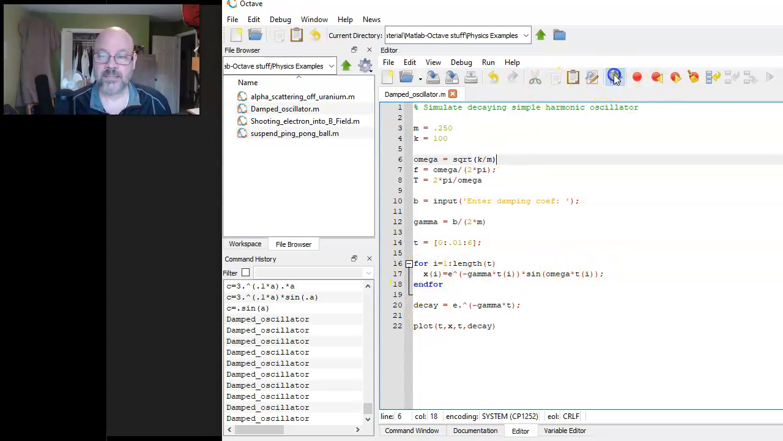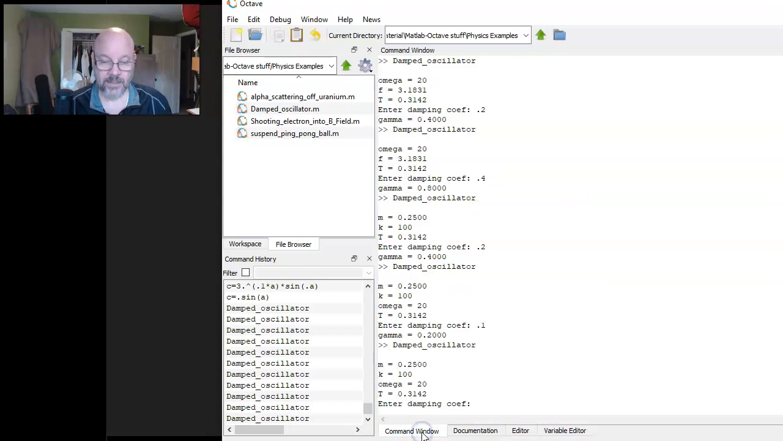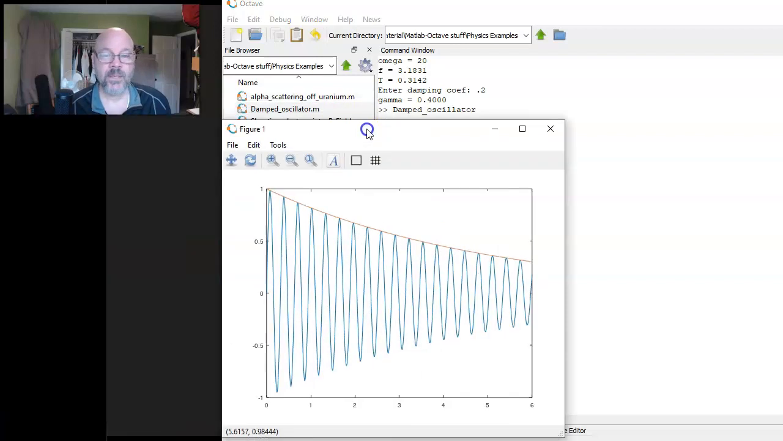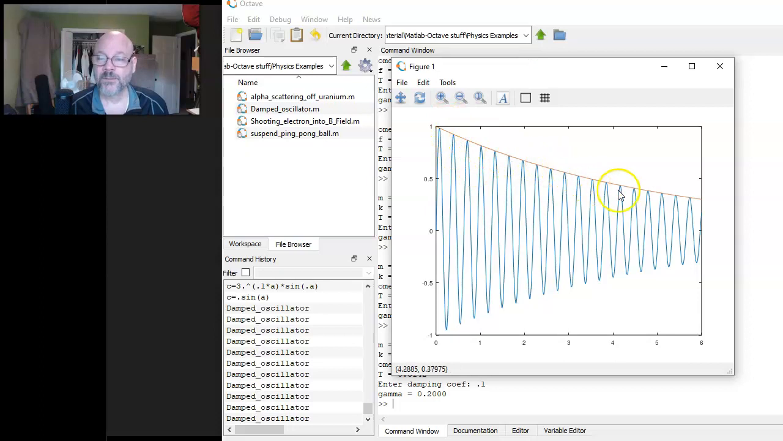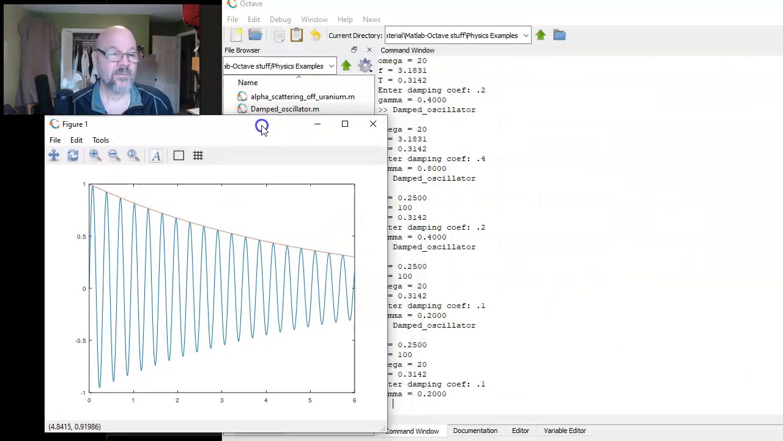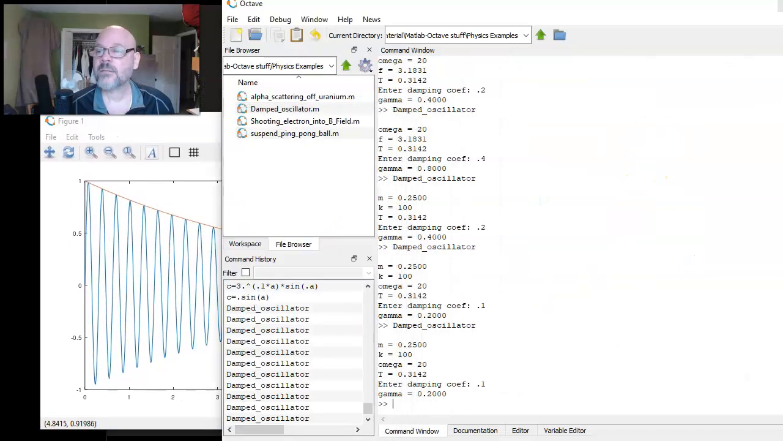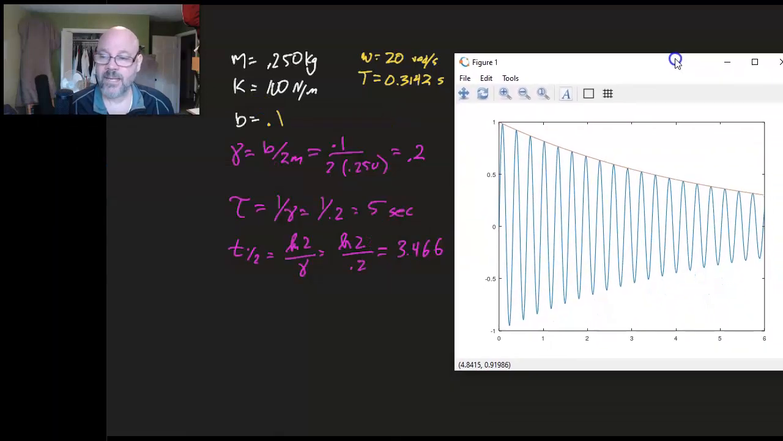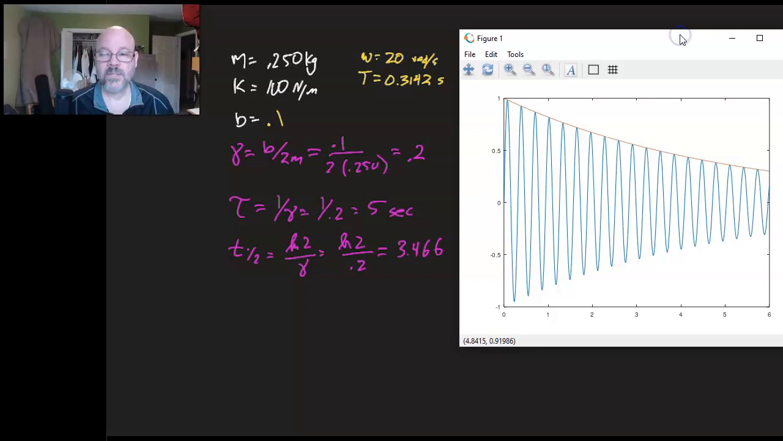When I run this, I have to tell it our damping coefficient was 0.1. And so gamma is 0.2, and it's going to make a graph for us. I'm going to bring it over here so you can see it, and try to illustrate a little of what's going on.